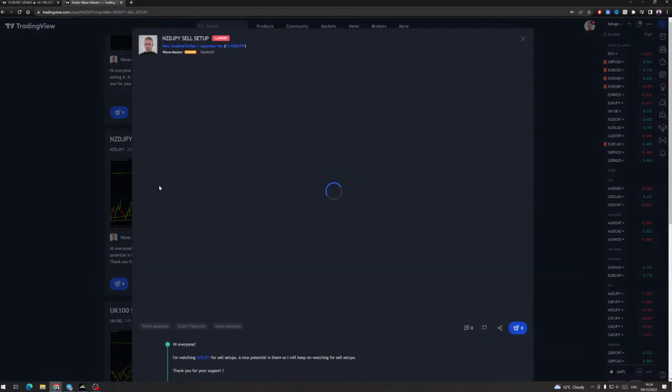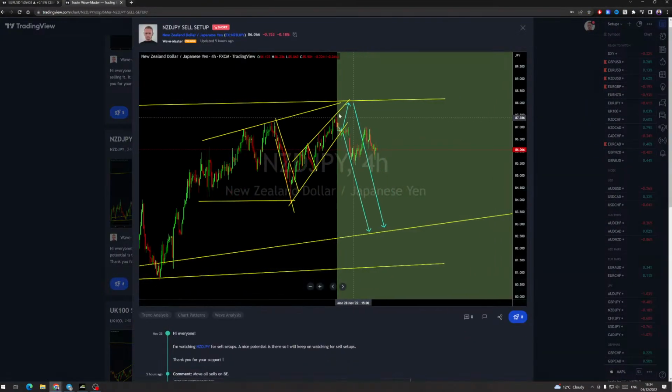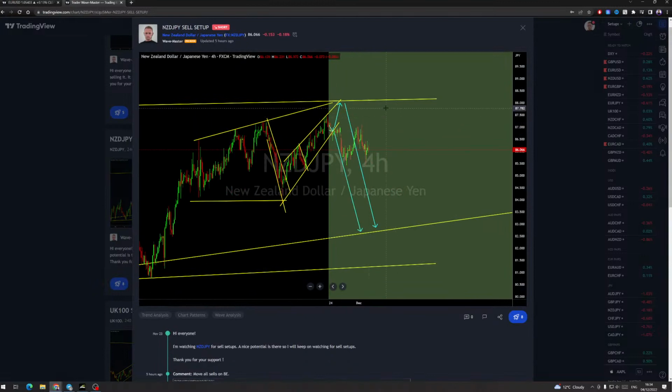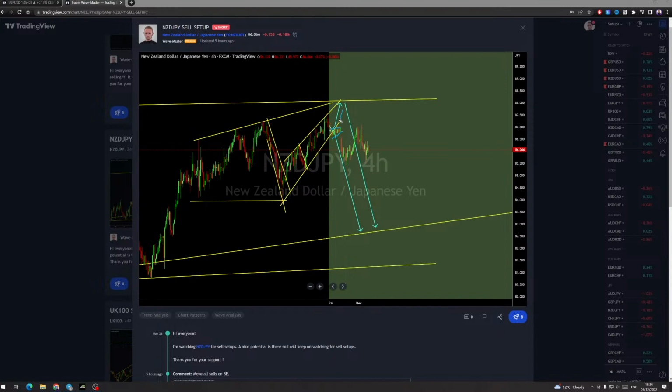New Zealand yen went down lower, nice. There's nothing to say. It comes to the trend line, it confirms that it will go and drop lower. And what it did, it dropped lower. Now it did another confirmation, trying to drop lower.